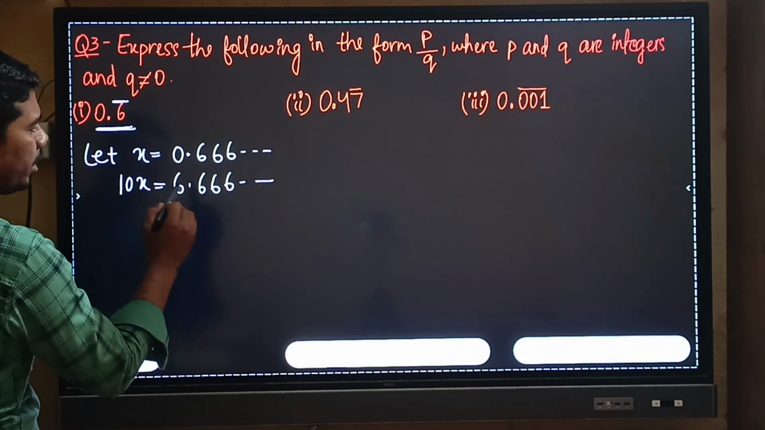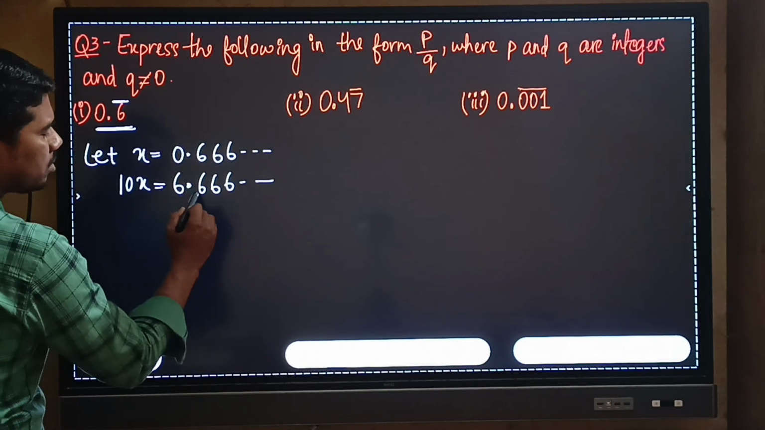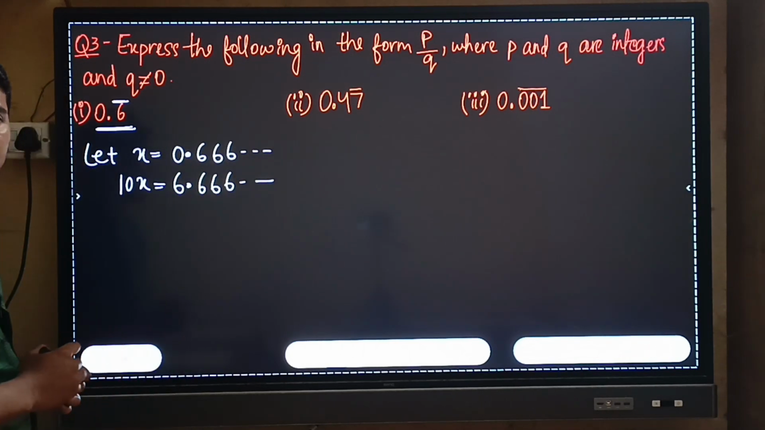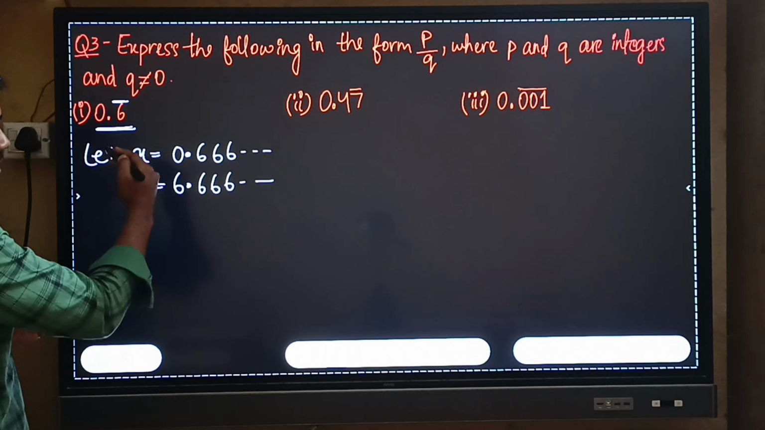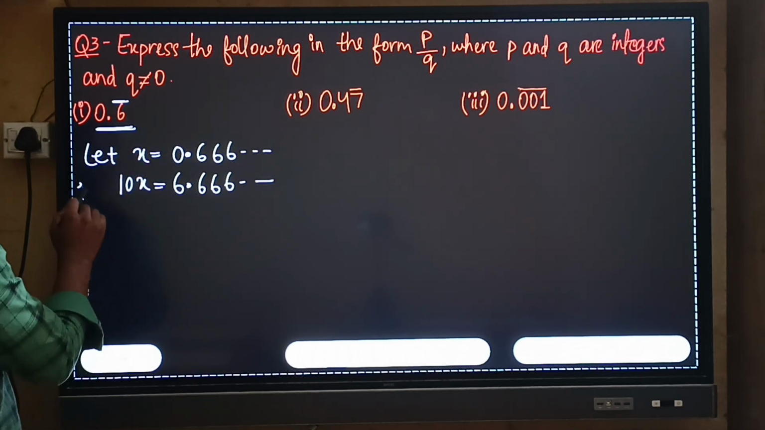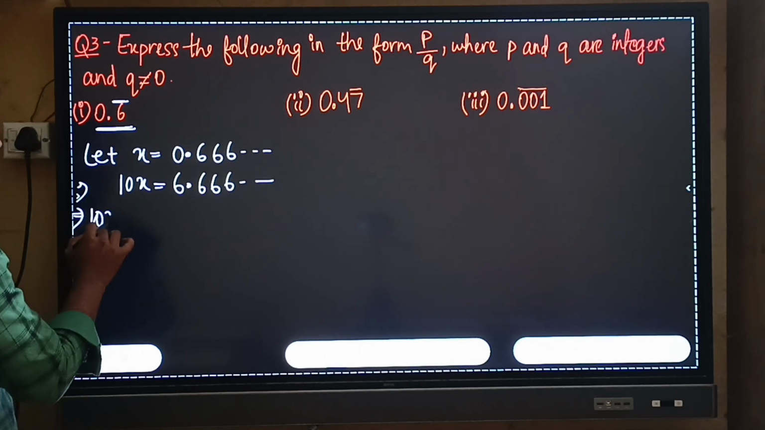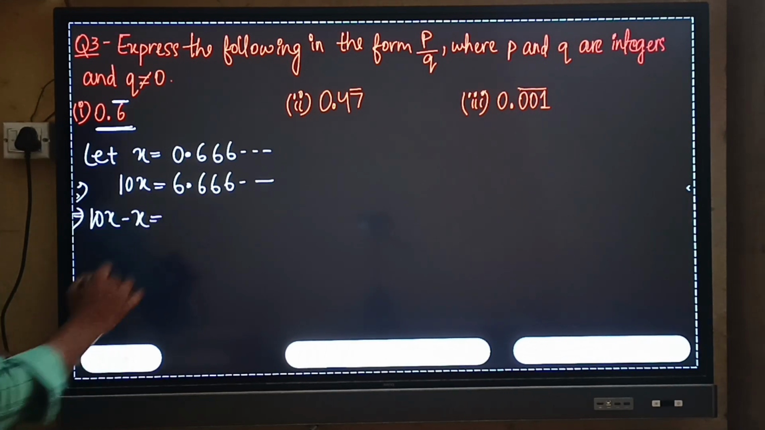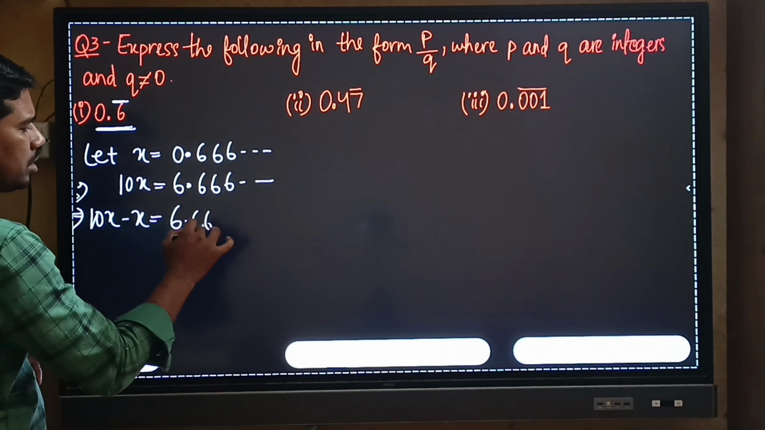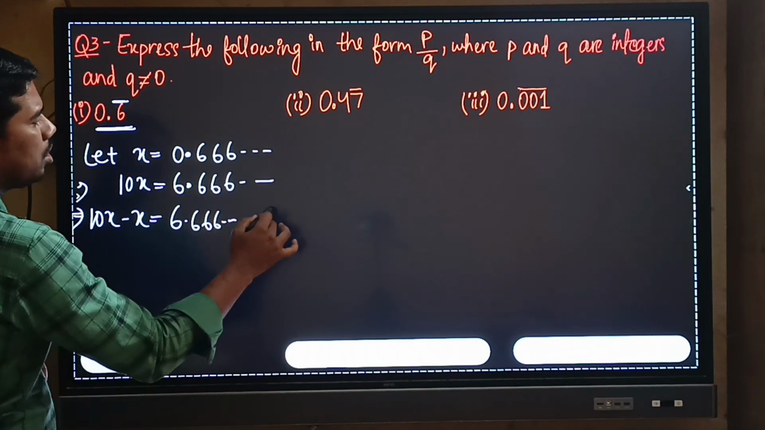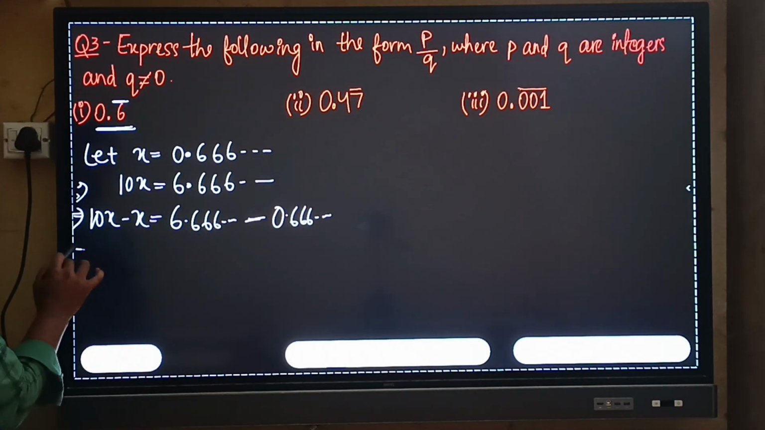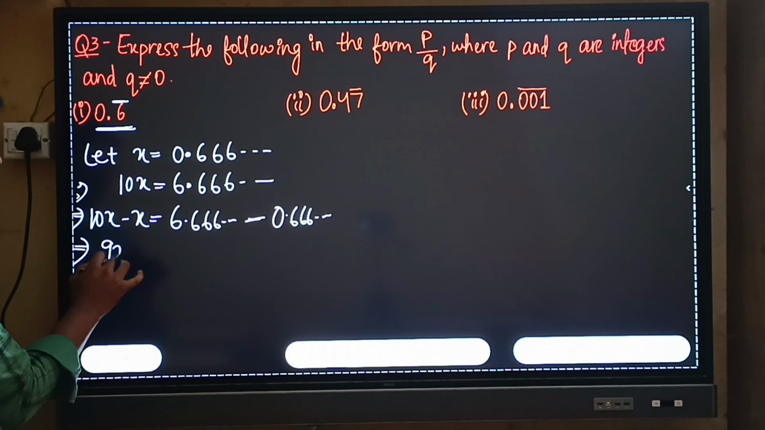Okay. Now we have to observe after the point. After the point is 66666, and here also after the point 66666 is there. So you can subtract 10x minus x. If I subtract, then this will subtract also: 6.666 minus 0.666.